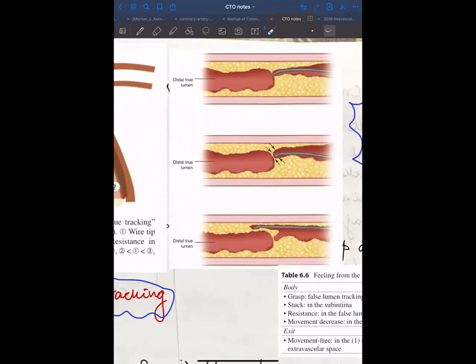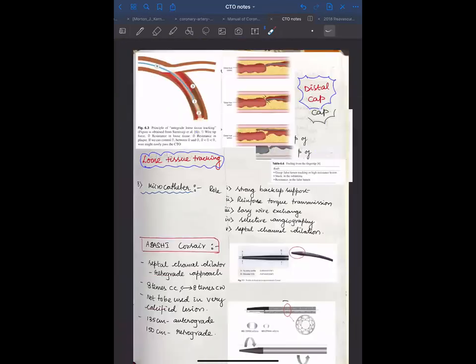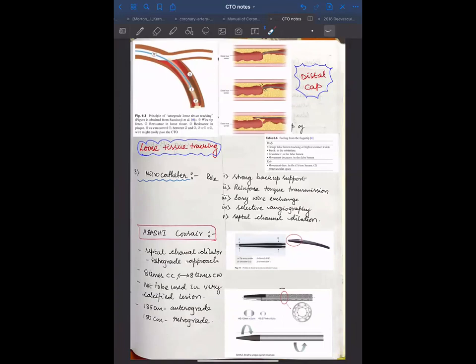So what they say is, if you have a distal cap which has been formed because of your rotational drilling technique, the cap will pinpoint the direction where the wire has to go by creating more space, and the point of least resistance will give in, and it has a higher chance of entering the distal true lumen. So that's the importance of creating a cap as we go.